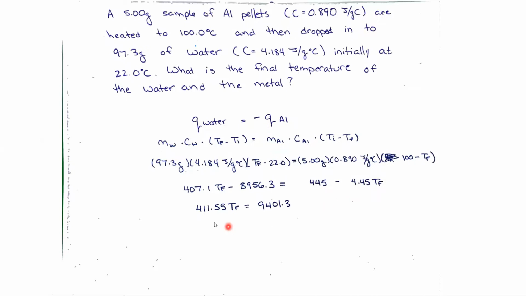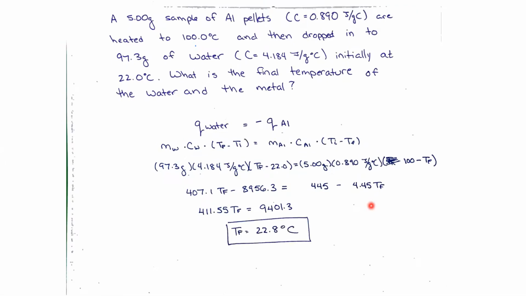When I do that, if I get both TFs on this left side here, I get 411.55 TF. And if I get both numbers on the other side, 9401.3 is what I get. I just divide both sides by this 411.55. When I do, I get 22.8.